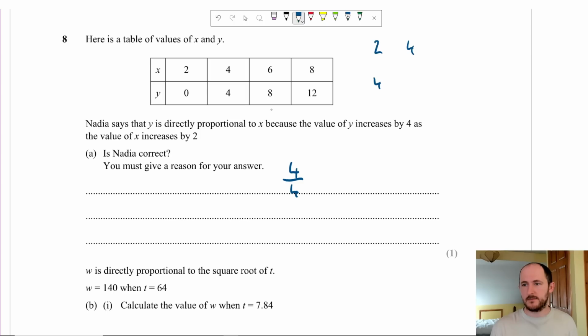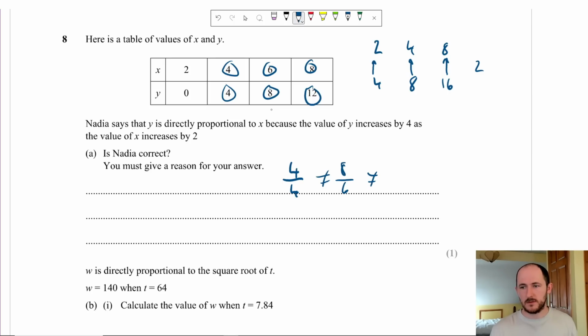And then, if we keep going, for example, now if I divide these two values, you might notice I always get the number 2, because that's directly proportional. If I double one value, the other value doubles. But in this case, we have 4 divided by 4, and 8 divided by 6, and 12 divided by 8. None of those are equal. So they're not directly proportional.